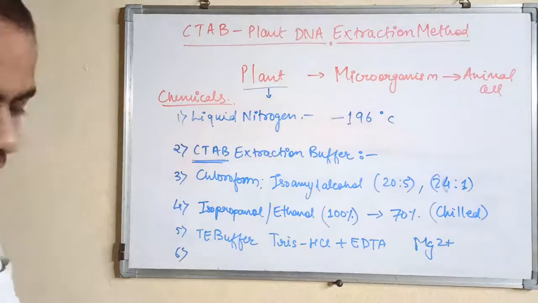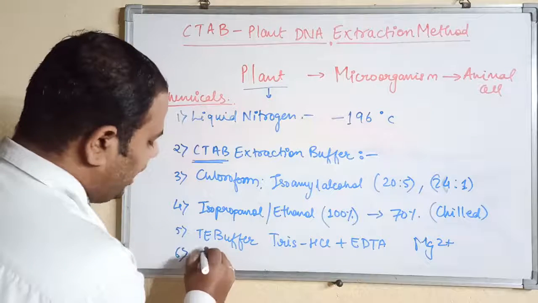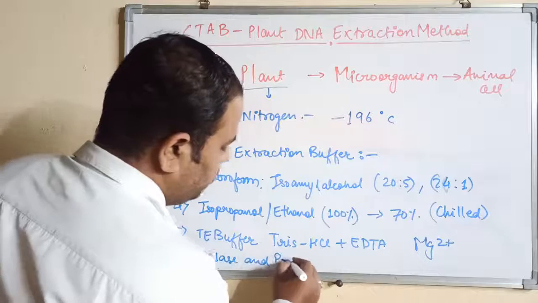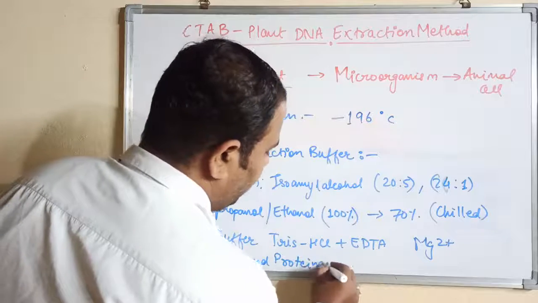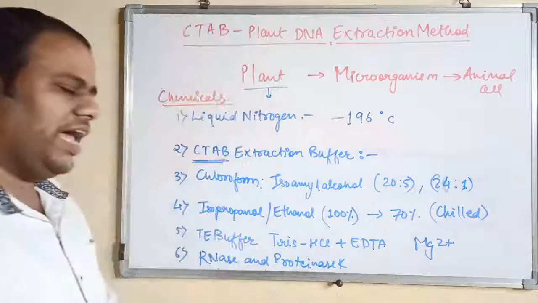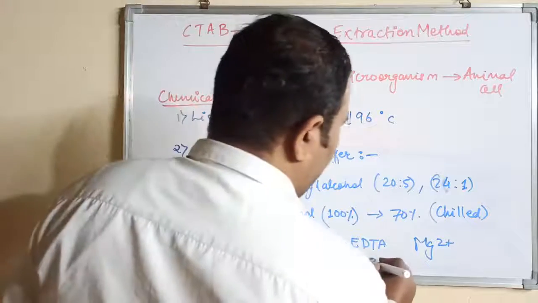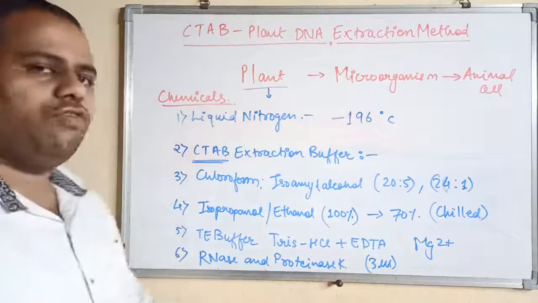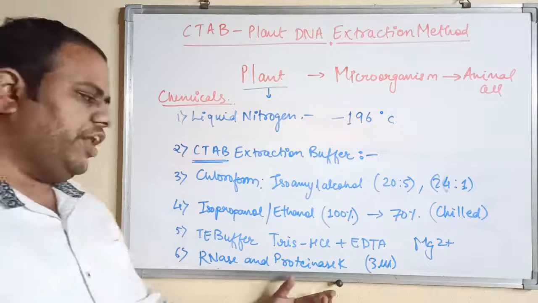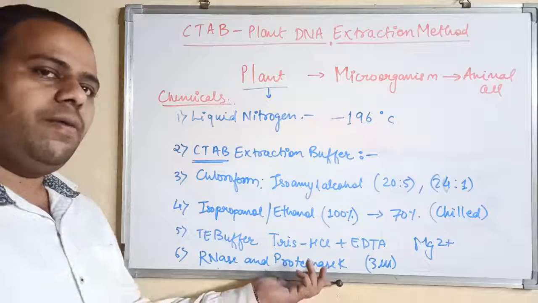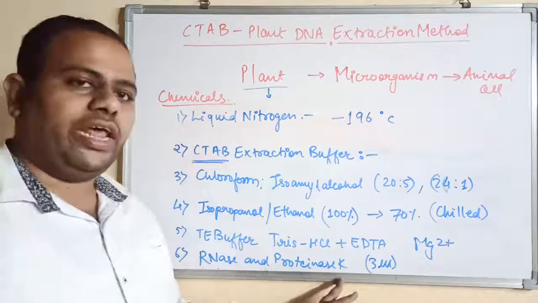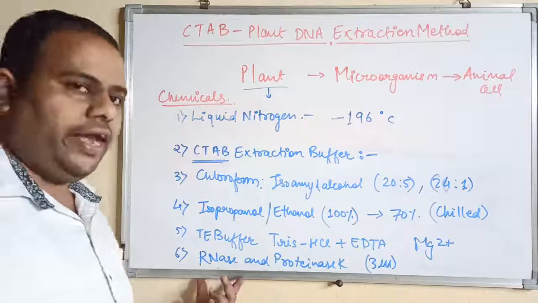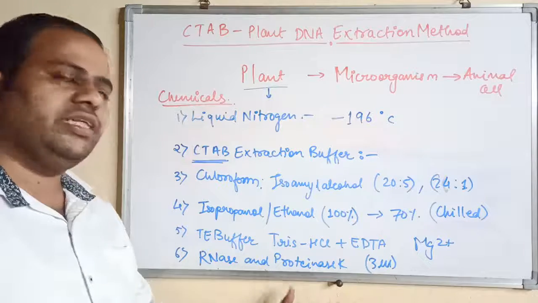Okay, the last chemicals that are used here are two enzymes, RNase and protease, or proteinase K. These two enzymes can be used in either 3 microliter or 5 microliter concentration. You can use 3 microliter also for both of these enzymes. If the protein fraction present in that particular plant cell is more, then you can use proteinase K, and RNase enzyme for degrading the RNA. So RNase degrades the RNA, and proteinase K degrades the protein.